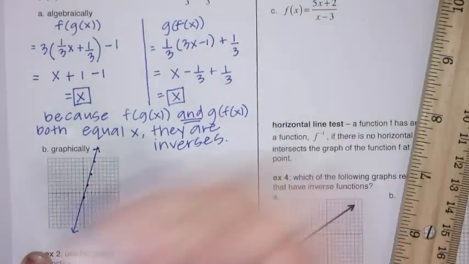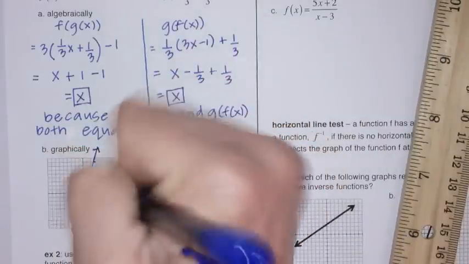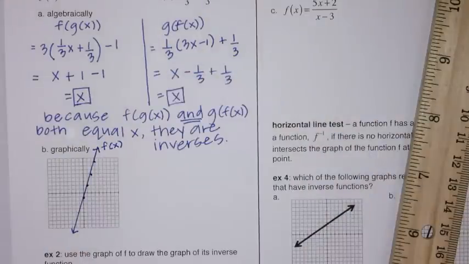Whenever you have two graphs on the same coordinate plane, you want to make sure to label those. It's a good thing to be able to do.